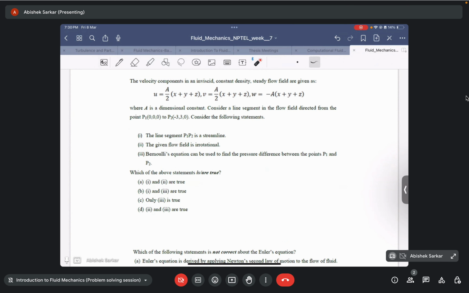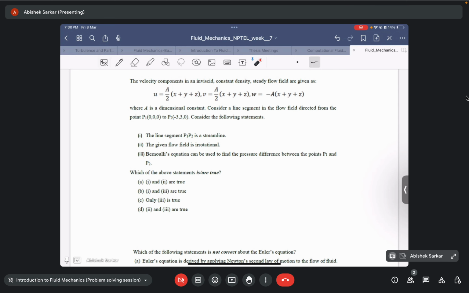Line segment P1 P2 is a streamline. Okay, this is the first statement. Then the given flow field is rotational, and Bernoulli's equation can be used to find pressure difference between points P1 and P2. Okay, so these are the statements to consider, and we need to check which of the following combinations are correct.